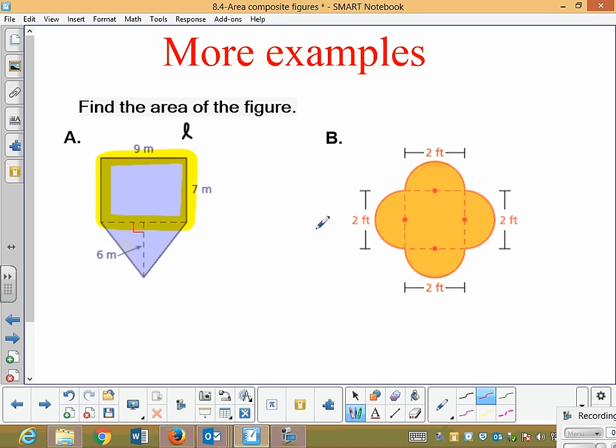Let me choose another color. Length times width, which is going to be 9 times 7. What's 9 times 7? That's going to be 63. So that's going to be for the rectangle.